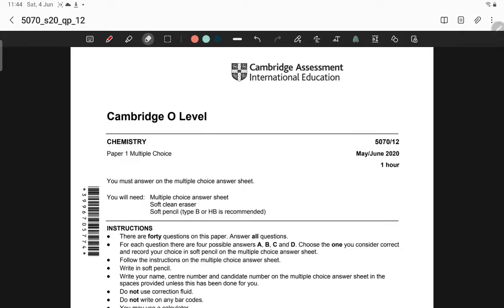I will be solving question paper 1 and multiple choice questions 1 to 5070 from May June 2020. Let's start.